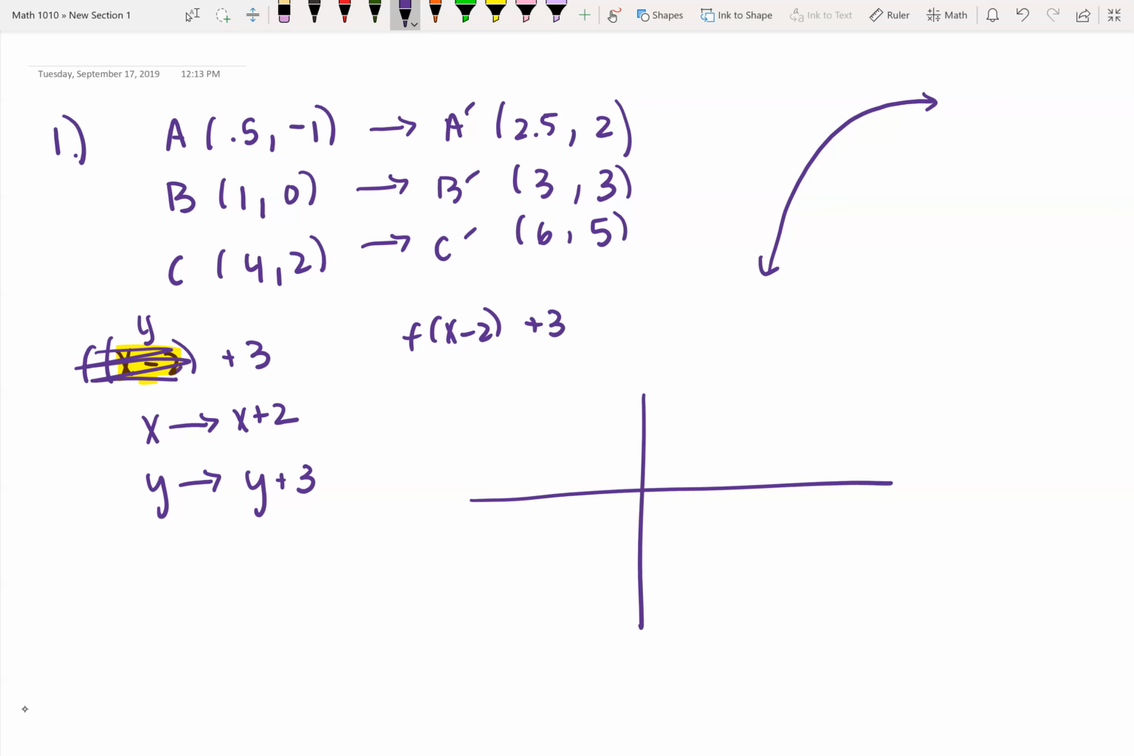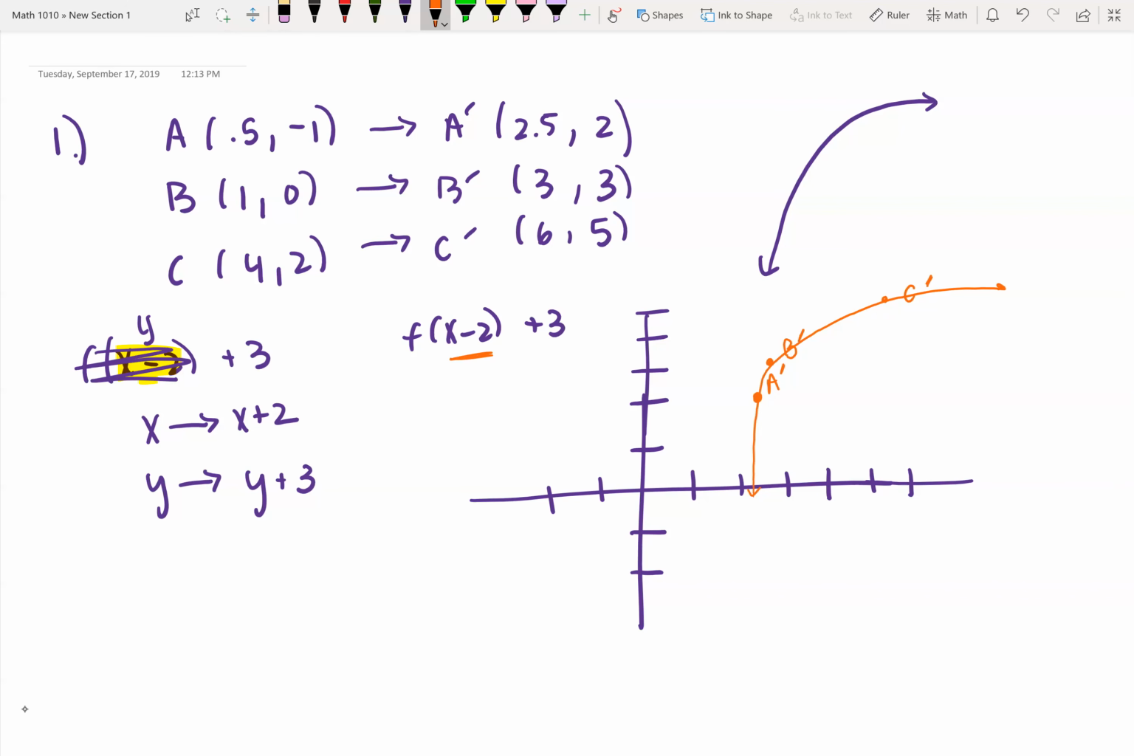Okay, so I'm going to go here. 2.5, I have to go a little further. So (2.5, 2) is right there, and I'm going to call that A prime. (3, 3) is right there, and I'm going to call that B prime. And (6, 5) is right there, and I'm going to call that C prime. And so you're going to curve it, and it's going to go like that, and there's your graph.